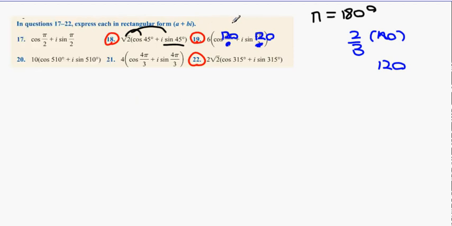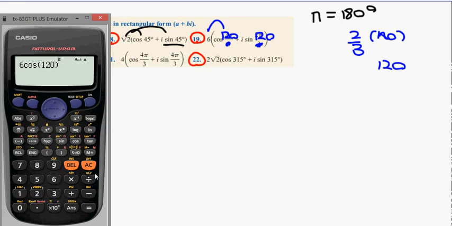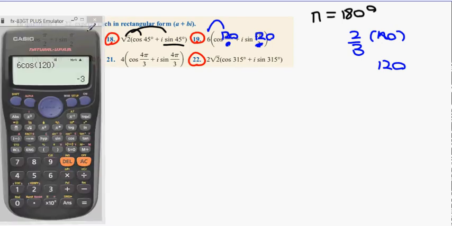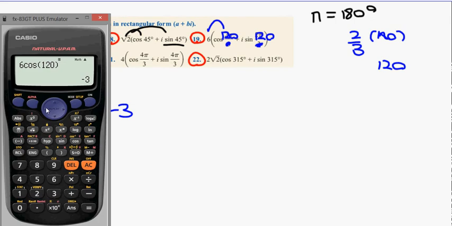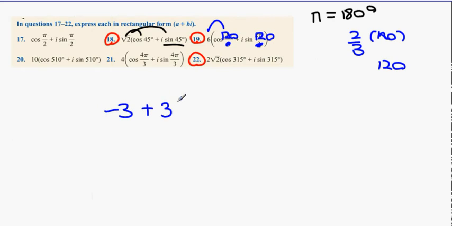because it's going to be 6 multiplied by cos 120, and that gets me minus 3. And then it's going to be 6 times sine 120. So just go back here and change the sine. And what we get here is 3 root 3. So it's going to be minus 3 plus 3 root 3, and don't forget the i for the sine part, plus 3 root 3i.